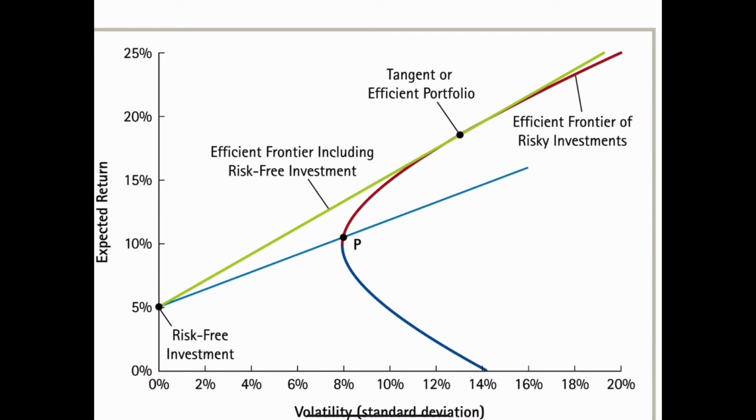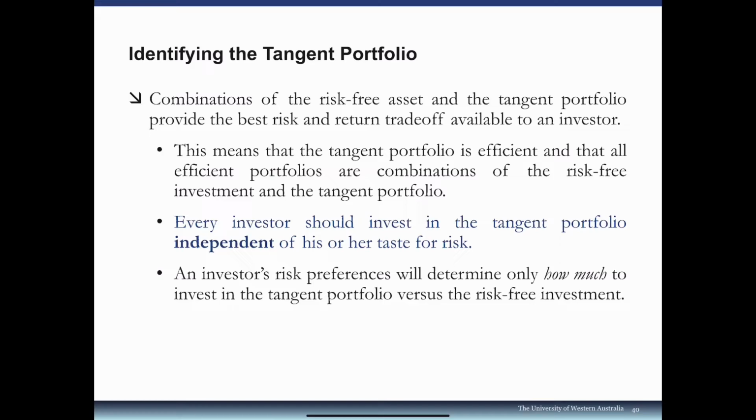So an investor's risk preference here will determine only how much to invest in the tangent portfolio versus the risk-free investment. It doesn't determine which portfolio they would invest in. They will definitely invest in the tangent portfolio as well as the risk-free investment, but your risk preference determines the fraction allocated to each component, right? And this is a very important idea for you to understand. If you're not sure, pause the video, go back again, and think about why anyone would only want to invest along this green line. It's very important for you to understand that, right?